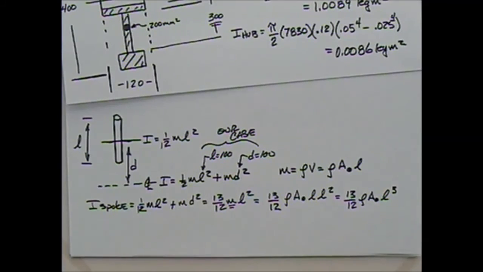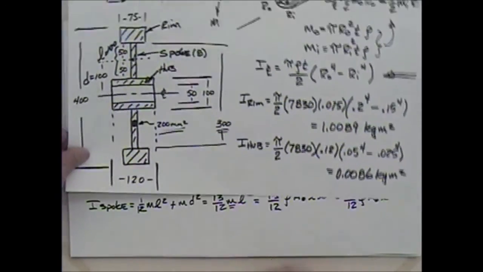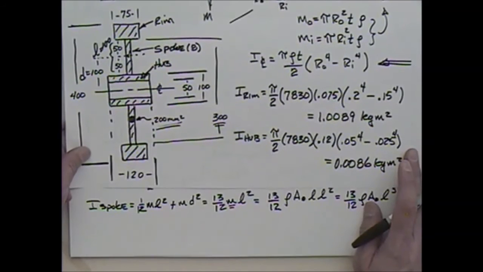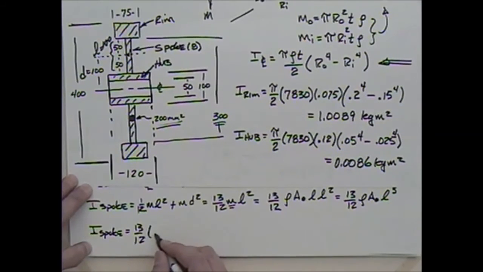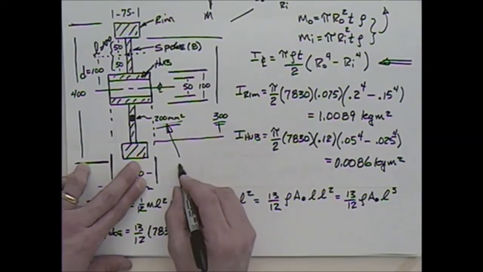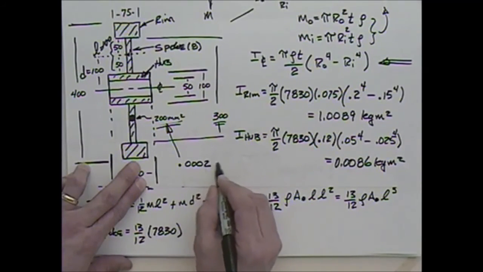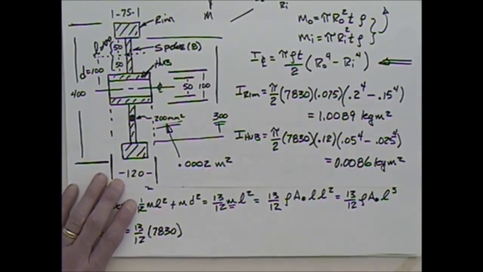And the reason I'm having to make a big deal about this is because we were given the circular cross section, weren't we? So if I put this all together, then we have I for the spoke is equal to 13/12 times rho, that's 7830, times the area of the circular cross-section, which is 200 millimeters squared. So what's that? That's going to be actually 0.0002 meters squared. Okay, I have to divide by 1,000 twice, right?